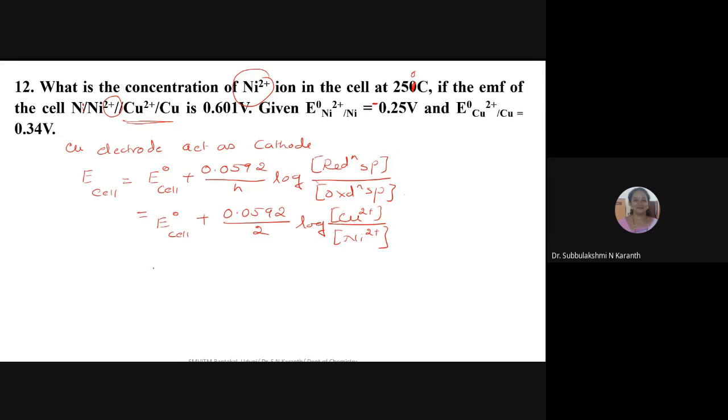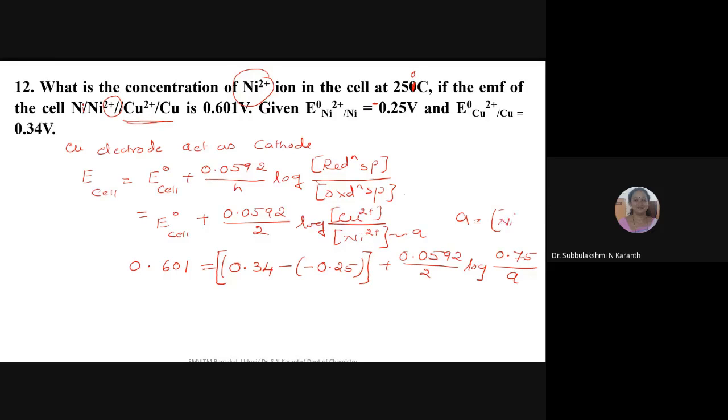Now the EMF of the cell is given: 0.601 equal to E naught cell, which is cathode electrode potential 0.34 minus minus 0.25, plus 0.0592 divided by 2 log of the concentration of cupric ion, which is given as 0.75. Instead of writing Ni2+, I'll take it as A, divided by A, where A is the concentration of Ni2+.